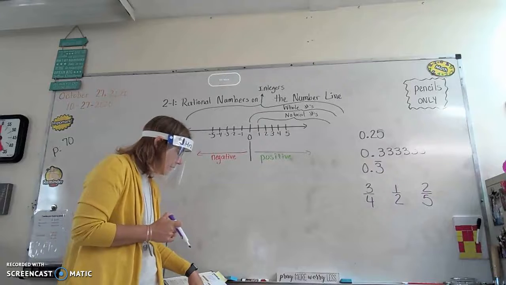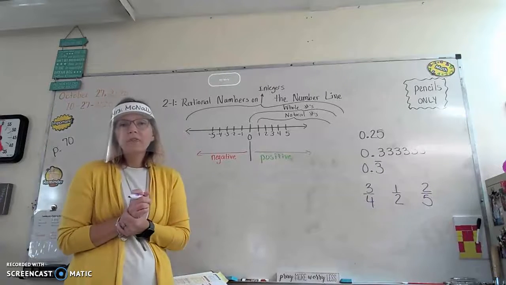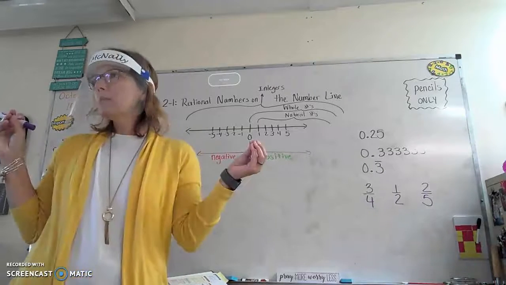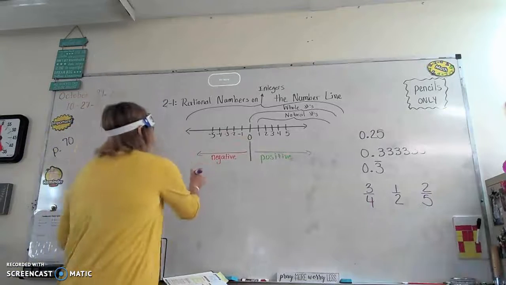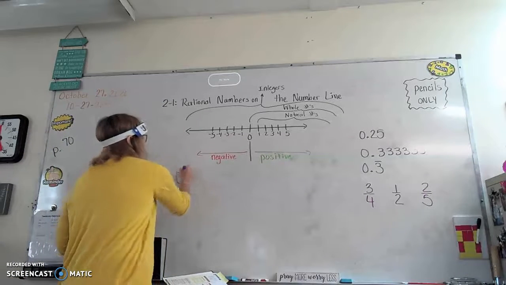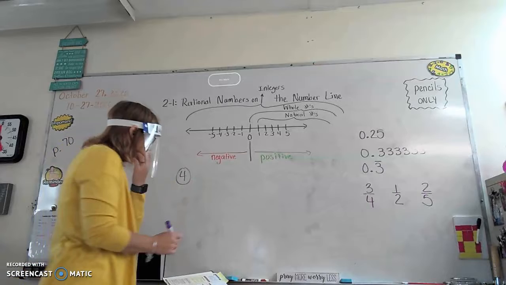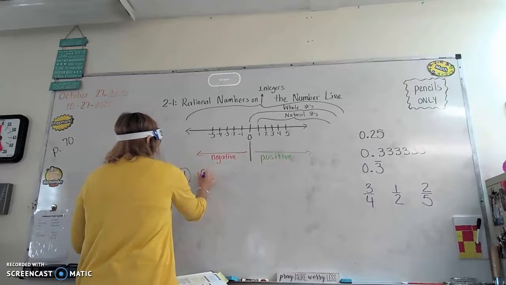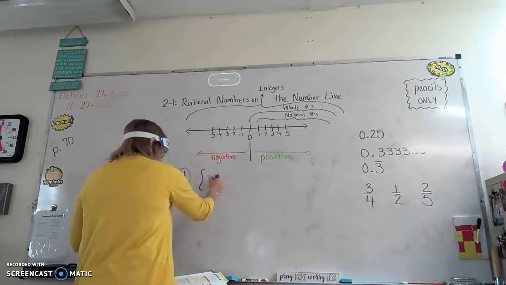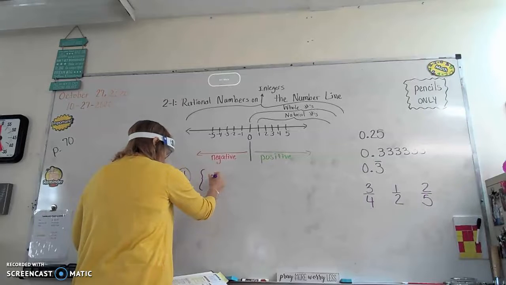Number 4, it says name the coordinates of the points that are graphed on each number line. So we're just looking at the number line and we're telling what points they graph. So who can look at number 4 and tell me what points are graphed? We're going to go least to greatest. Rayleigh. -2. Yep.